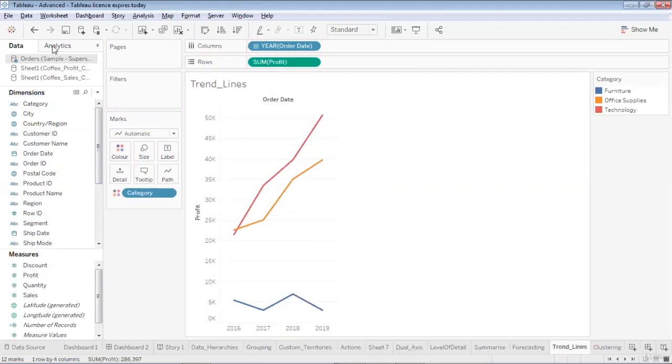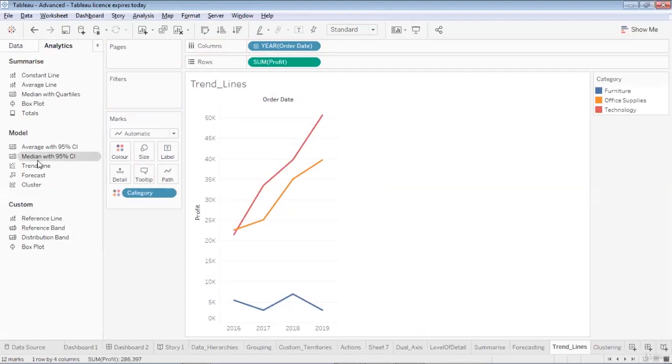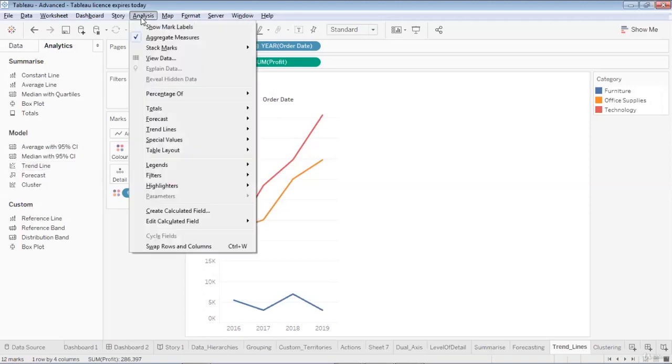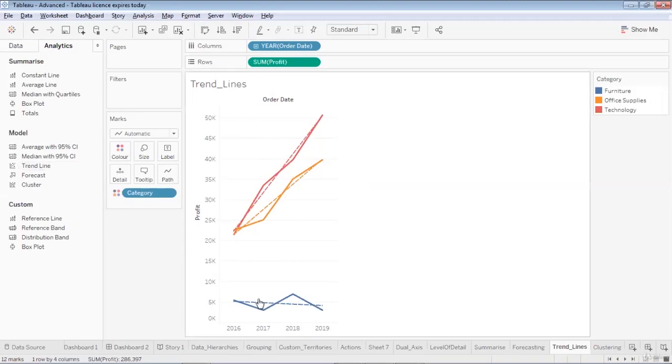Now if I go to the analytics tab over here, I can double click and create the trend line. Apart from using it from here, you can also go into the analysis menu and use the option of trend lines over there. They are one and the same. So I'll use the trend line from here. When I use the trend line, I can see these three trend lines, and this is clearly depicting that furniture is going to give me loss and the others are going to give me profit.